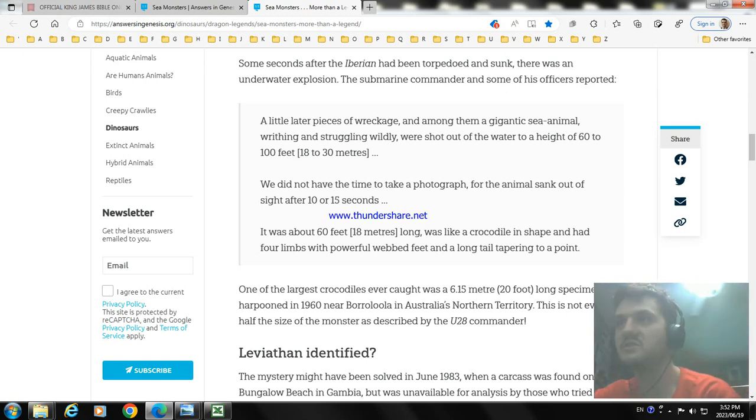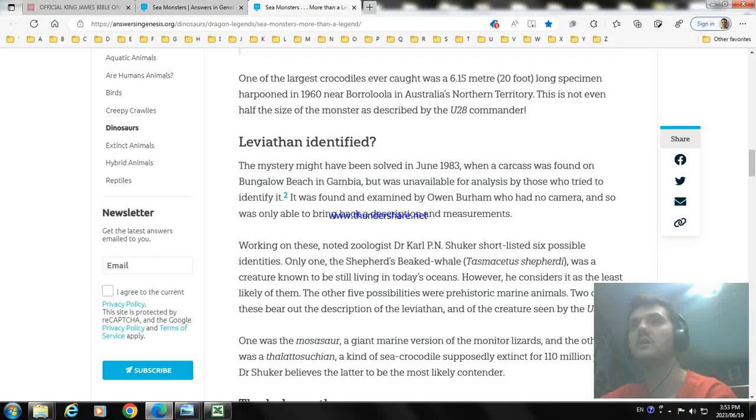It was about 60 feet, 18 meters long. It was like a crocodile in shape, with four limbs, powerful webbed feet, and a long tail tapering to a point. One of the largest crocodiles ever caught was 6.15 meters, 20 feet long, a specimen harpooned in 1960 near Borroloola in Australia's Northern Territory, and it is not even near the size of the monster described by the U-28 commander.